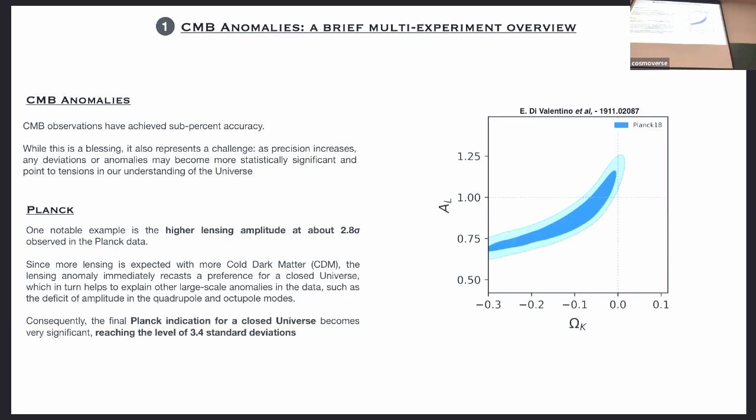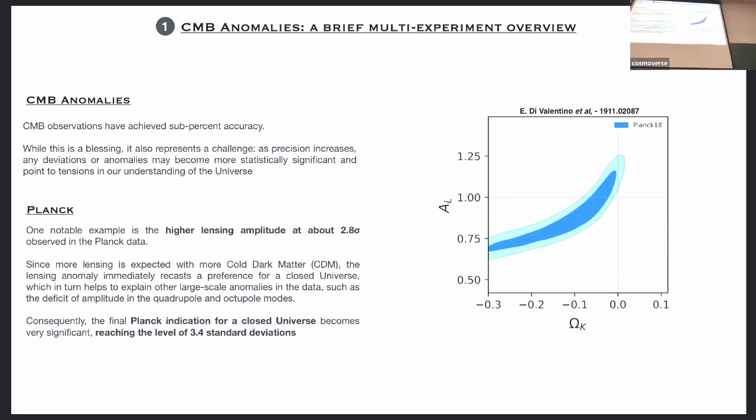Now, excitingly, both the curvature and lensing anomalies may point to new physics beyond the standard model of cosmology, but they may also simply reflect observational systematic errors or statistical fluctuations of the data, which means that we need to find a way to discriminate between the possibilities.